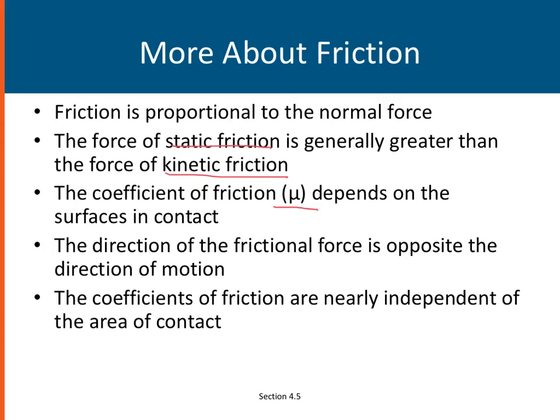The direction of the frictional force is always opposite the direction of motion, so that's either opposite the direction of the current motion or opposite the direction of the intended motion if we're dealing with static friction. And this last point seems possibly a little counterintuitive. The coefficients of friction are nearly independent of the area of contact. So the coefficients do not depend on the area that is in contact.